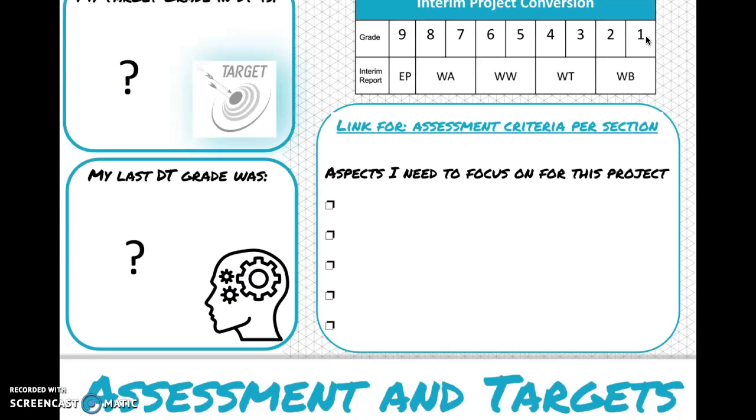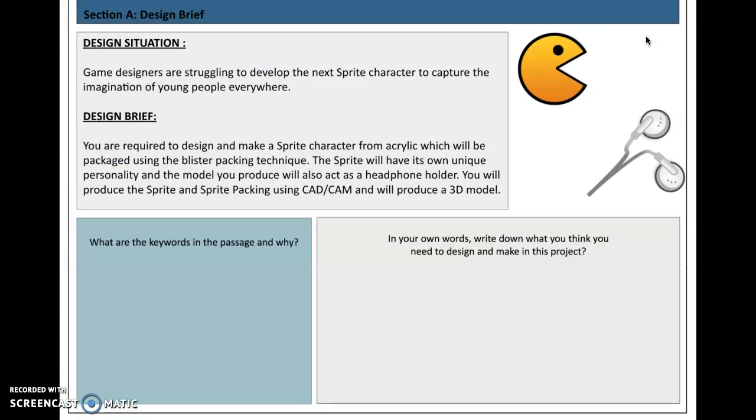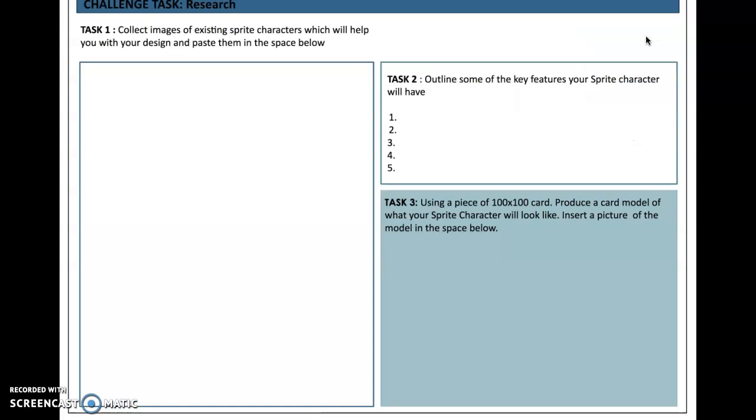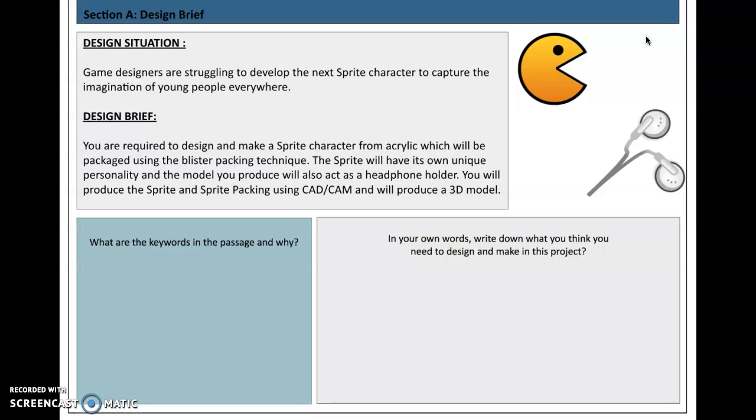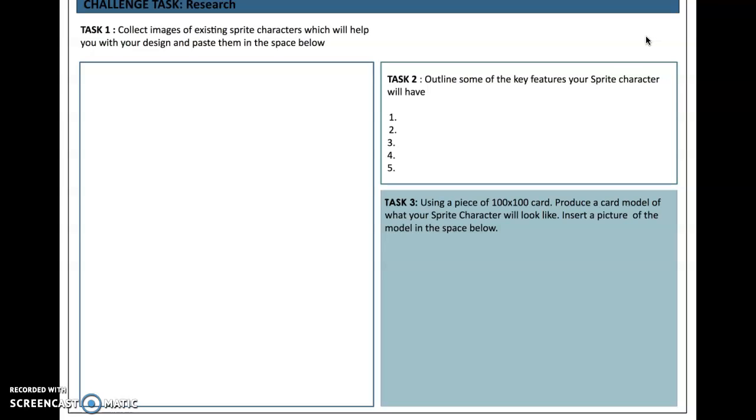So the first thing I'd like you to do is move on to section A of the portfolio, which we focused on before the half term. Now section A is 2 slides. There is the design brief and there is also the challenge task. What I'd like you to do there is make sure that this work is complete.